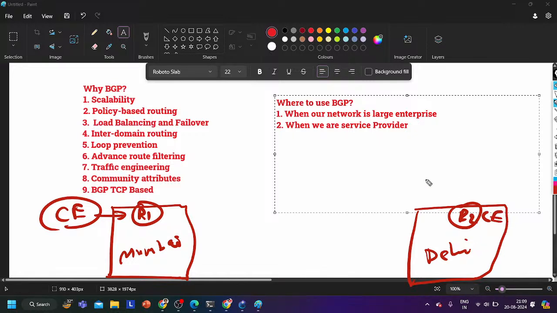There are two types of provider. One is the SP, who will provide you connectivity only, the service provider, and another one is the ISP. The difference between SP and ISP is that an SP will provide only connectivity between two sites. Between Mumbai and Delhi, I can purchase connectivity from the service provider. But if I need internet, then I have to go with an ISP. The ISP is the service provider who is responsible for providing internet service.